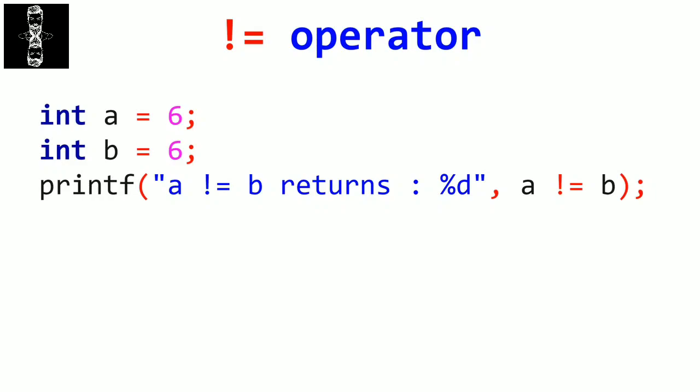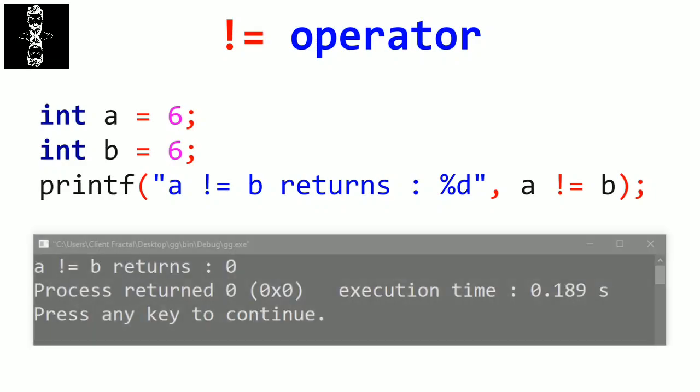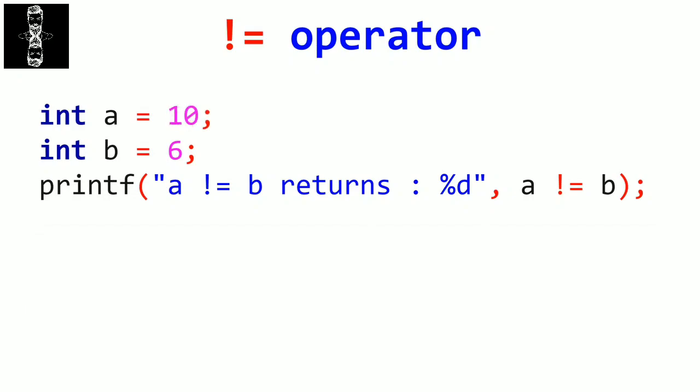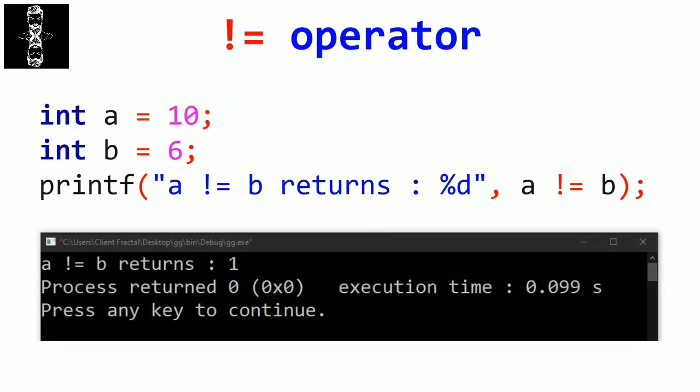So if we take back our last example where a is equal to 6 and same thing for b, and we print the result returned by the non-equal operator, we get false, because a and b have the same values. But if we change the value of one of them to 10 for example and we compile again, we get true, because a and b aren't equal anymore. So the non-equal operator returns true.